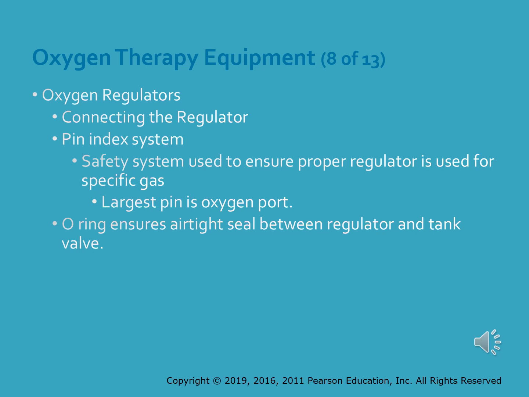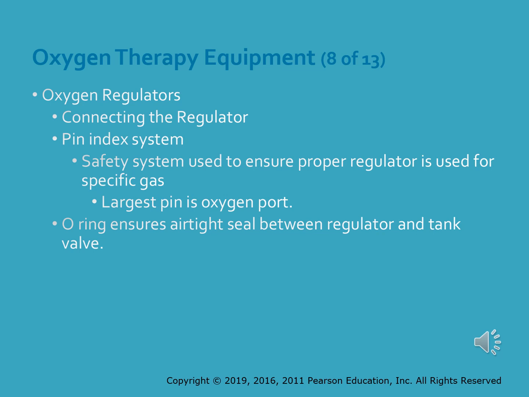The position of the pins varies for different gases to prevent an oxygen delivery system from being connected to a cylinder containing other gases. There are 3 pins on the regulator that must match the 3 holes on the oxygen tank. The largest pin is the oxygen port. This pin is the pathway through which oxygen flows from the cylinder to the regulator. The 2 other pins serve as the means to properly align the regulator onto the yoke.